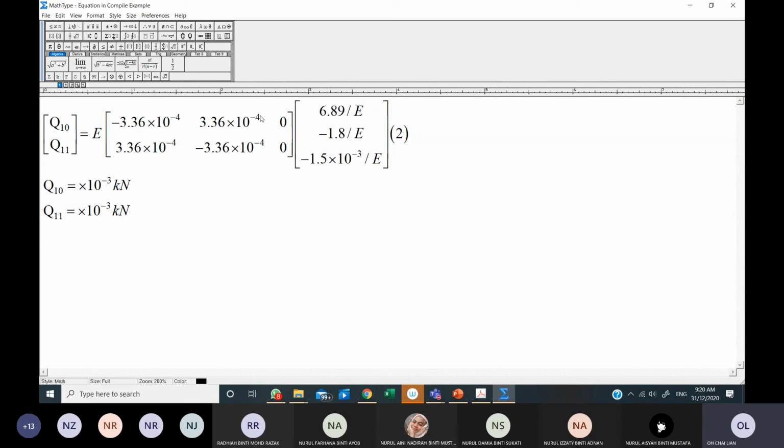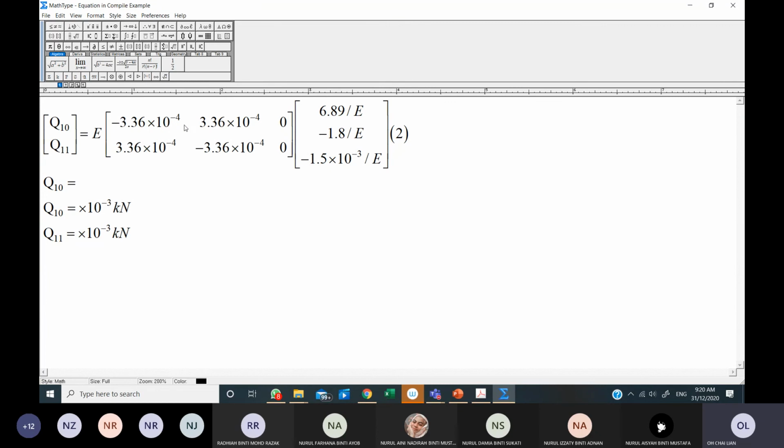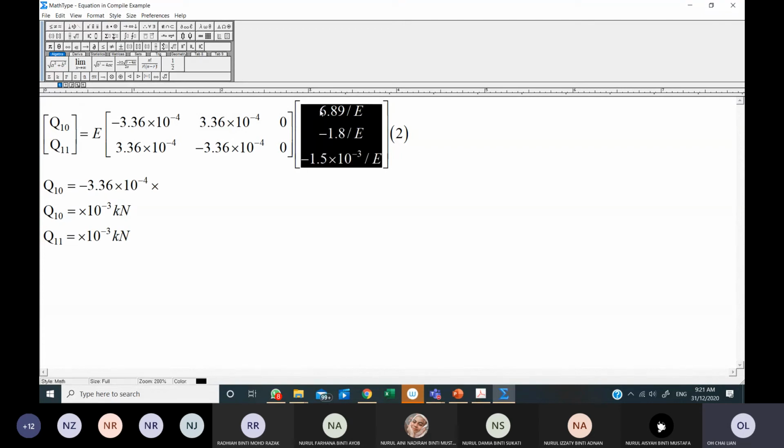Okay, do you know how to calculate this Q10? No. Okay, so this matrix multiplication is, maybe I will write the equations down. It will be this one, the value of this one, multiplied with this value D1.